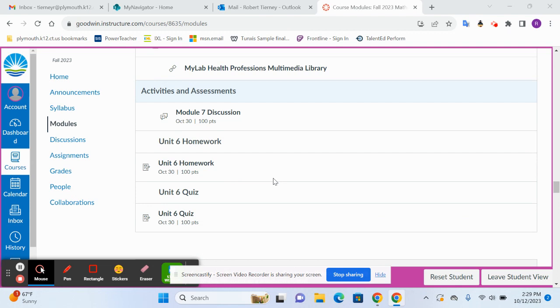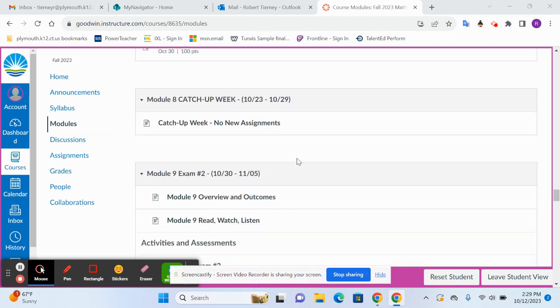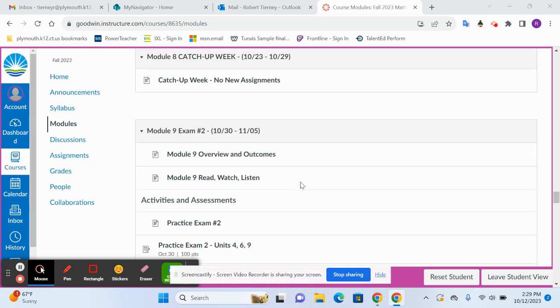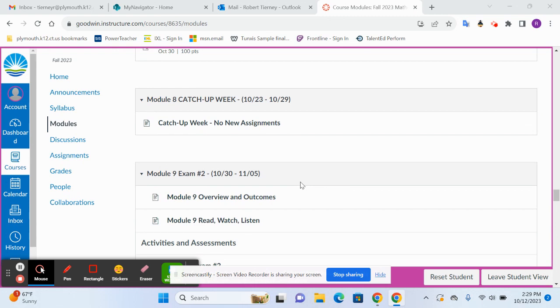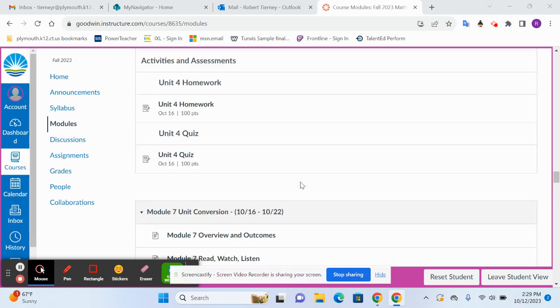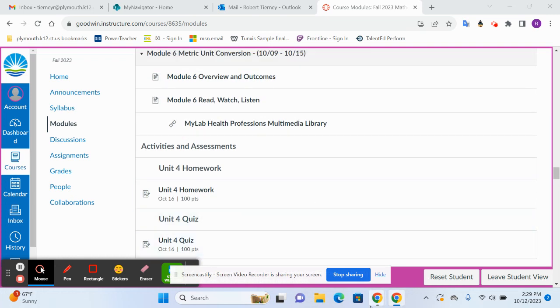One quiz, one homework. Then you'll remind yourself that Module 8 is our catch-up week, and Module 9 is our exam number 2. This is all here in the Canvas student view. So something to think about there. I am going to show you the syllabus on paper in 1 second.